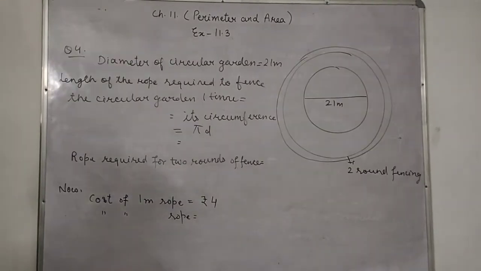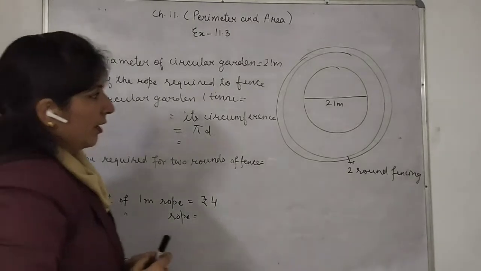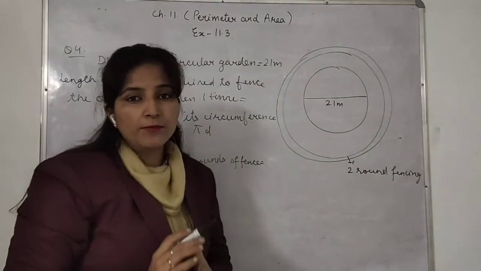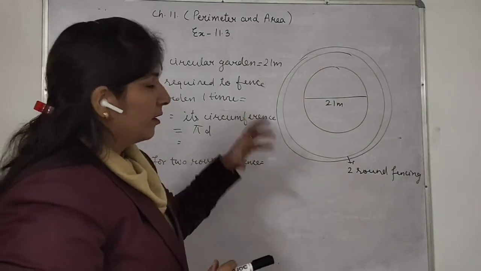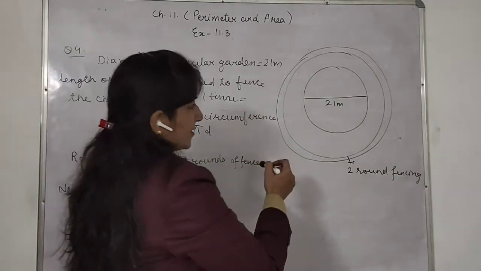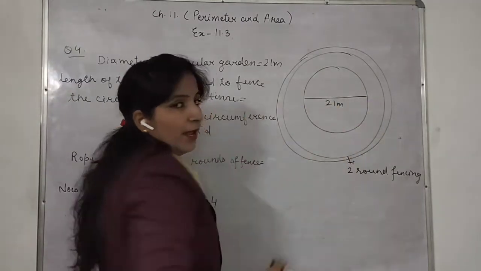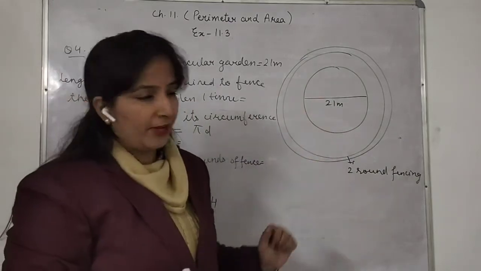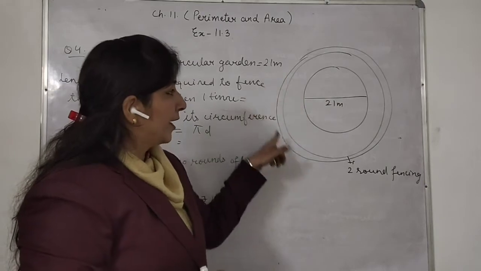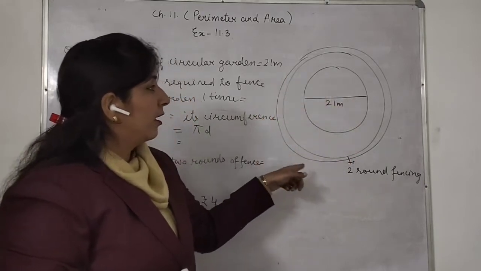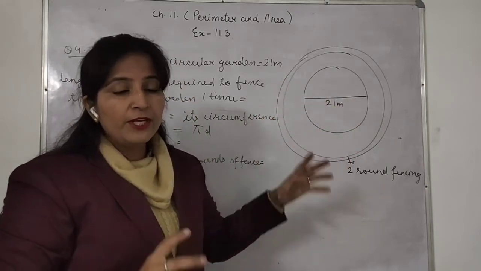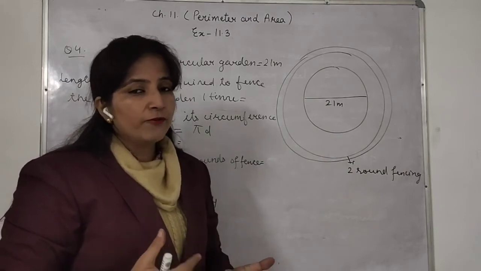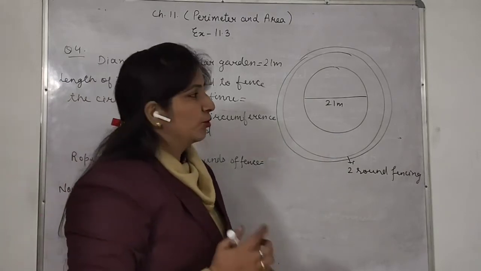Now students, let us start question 4. In this, a circular garden is given with the diameter 21 meter, and the gardener of this garden wants to fence it with the rope, and with 2 rounds of rope he wants to fence. So to calculate the length of the rope, we need to find its circumference. But for the 2 rounds, we need to multiply it by 2 later.